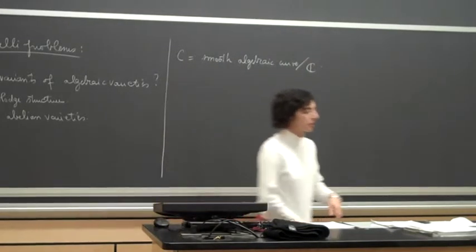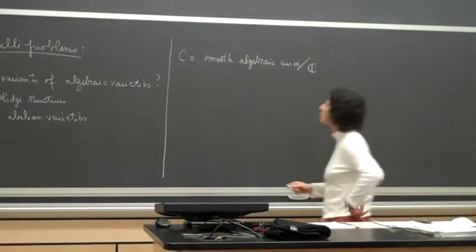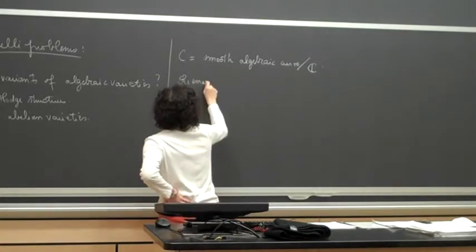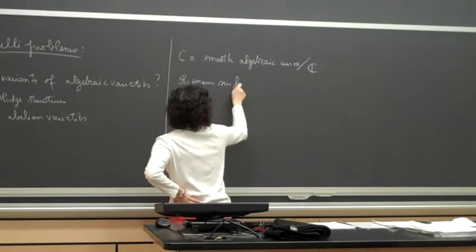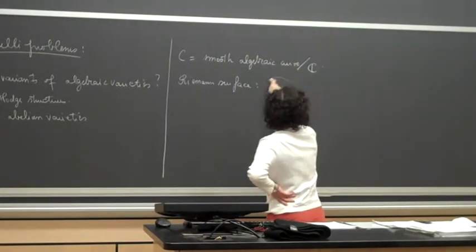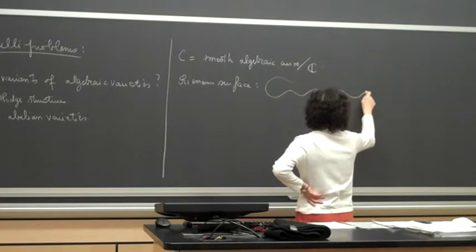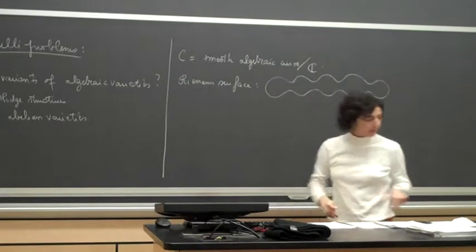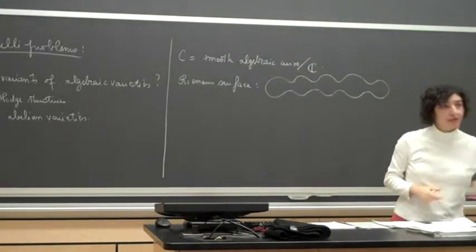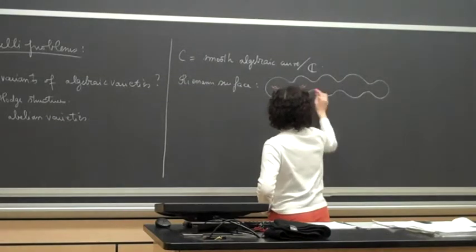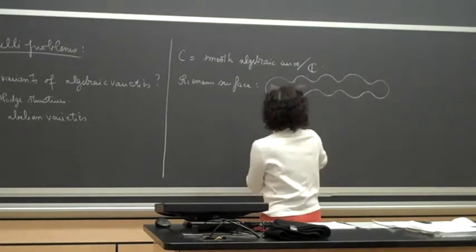So it will look normally like a Riemann surface. I mean, it is a Riemann surface, right? And those of you who are familiar with them know that they can be sort of drawn like that, like a torus with many holes.